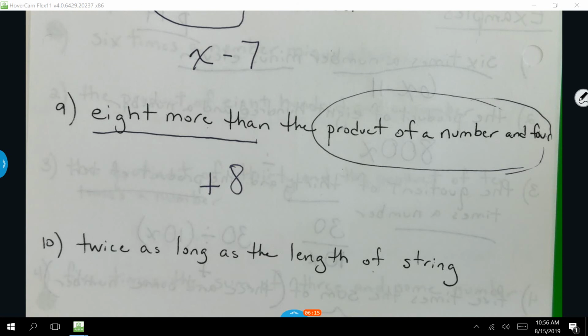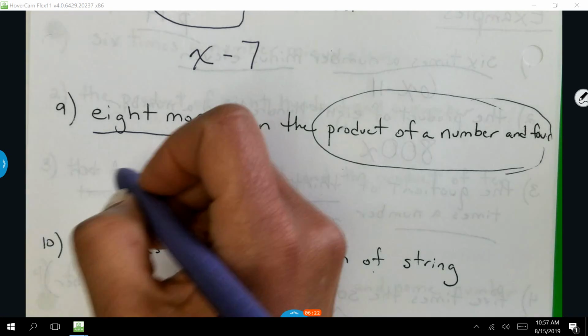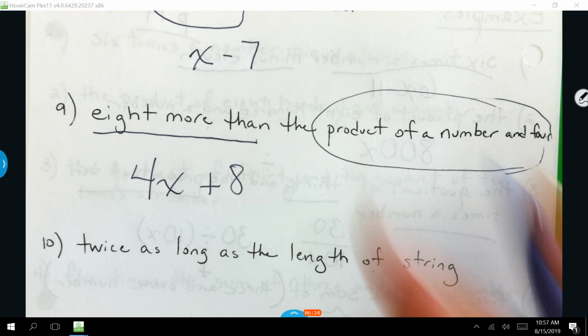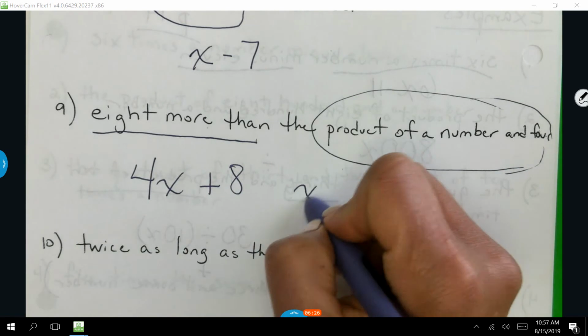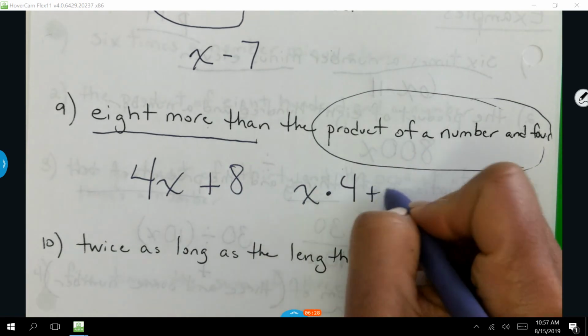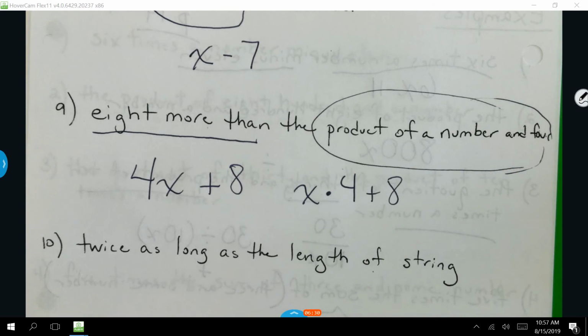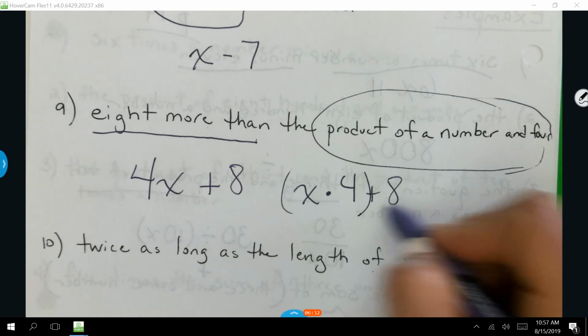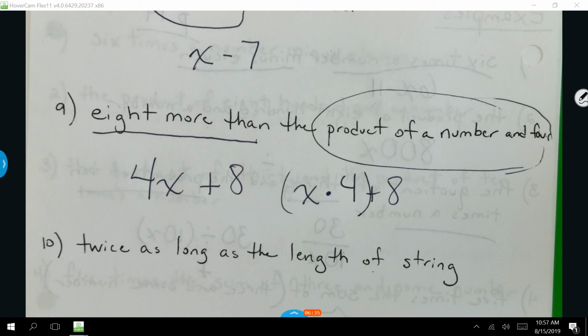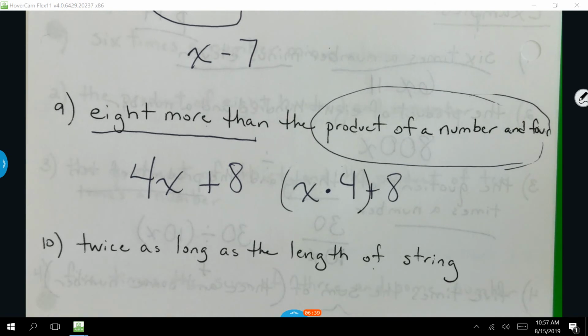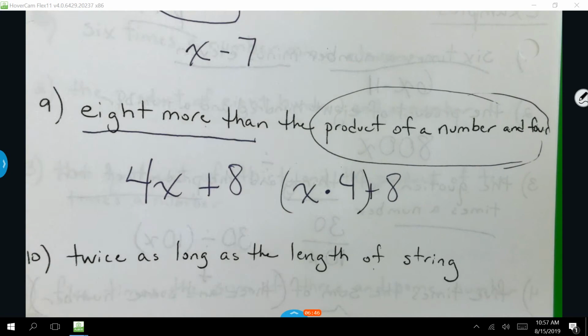So how do we show what is product? We need a variable, and it's multiplication. So you could say 4x plus 8, x times 4 plus 8. You could put it in parentheses if you wanted it to stand out more, but you would still do that portion first according to order of operations. And technically, if you put the 8 plus whatever, it's all the same.